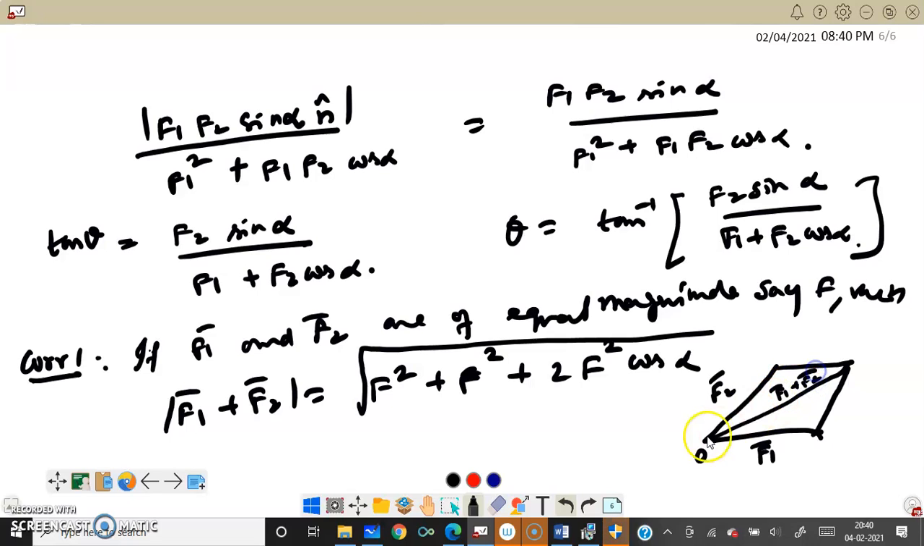This is F1 plus F2. If these two forces are the same, F, then the angle between them is alpha by 2 and alpha by 2. The total angle is alpha, therefore if both these forces are the same, it will be alpha by 2, right? This is A, B, C, D. You can call it a parallelogram, right? So this is what we'll get. We'll go to the next diagram.